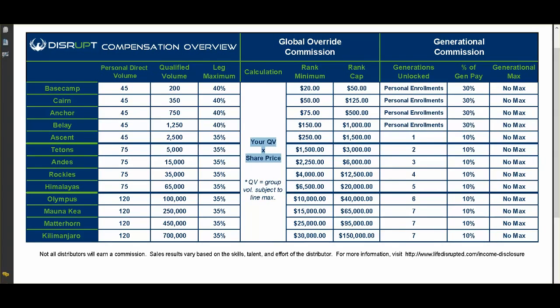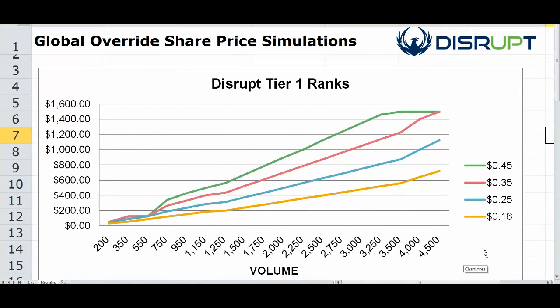You're multiplying volume times the share price. Well, we've put together a little simulation, and we want you to see what happens at 4 different share prices. This yellow line, kind of gold line here, that is 16 cents per share.